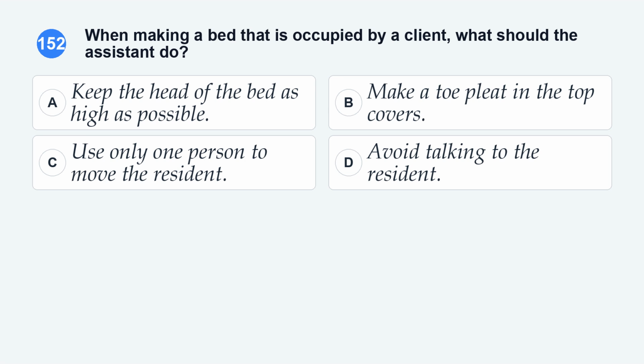Option A, keep the head of the bed as high as possible. Option B, make a toe pleat in the top covers. Option C, use only one person to move the resident. Option D, avoid talking to the resident.